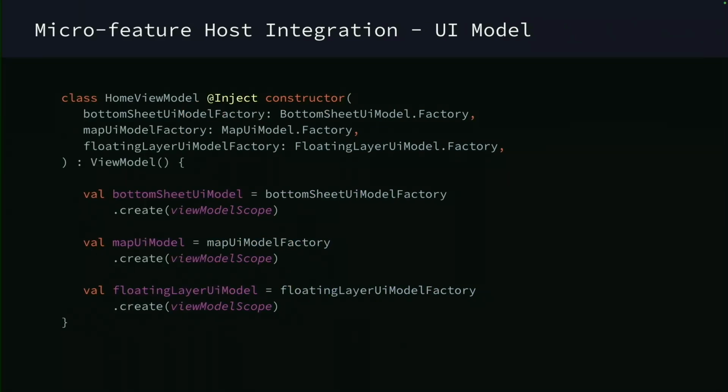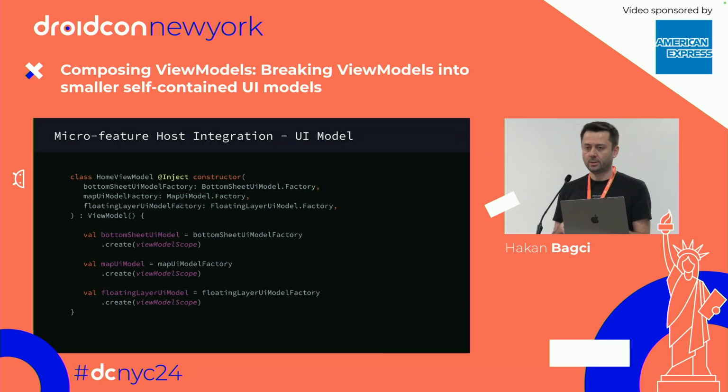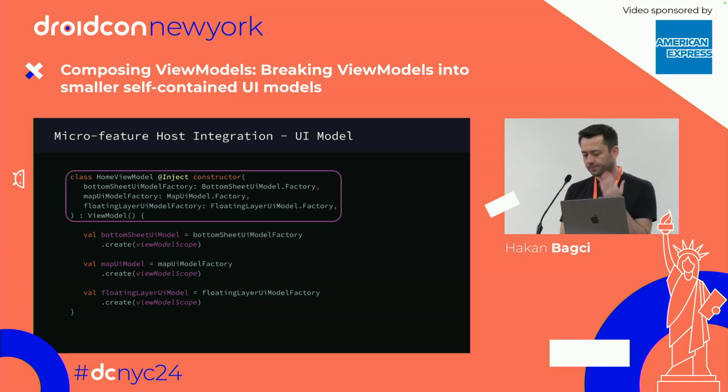Let's start from the root host, which is the home screen. Home screen has its own view model. And I think it's important to note that this is the only Jetpack view model that we have in our home screen. As with micro features, hosts also have factories for their UI models and container composables.